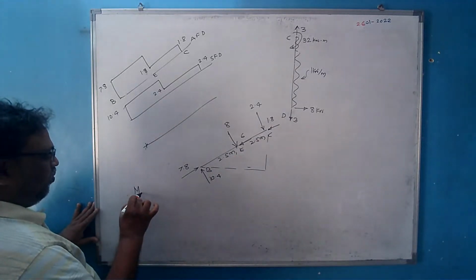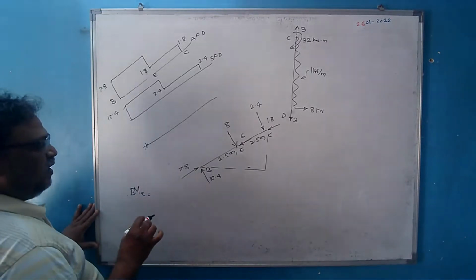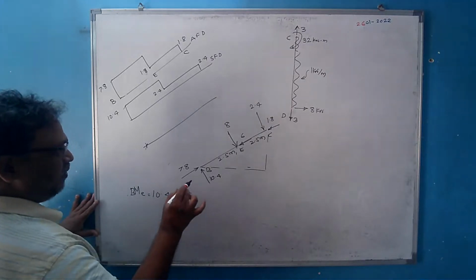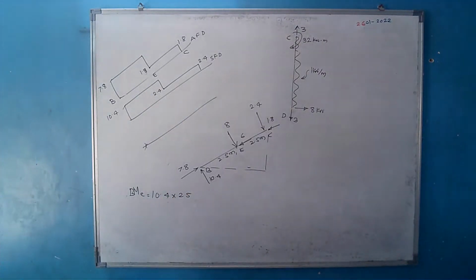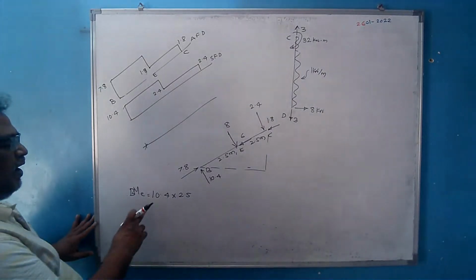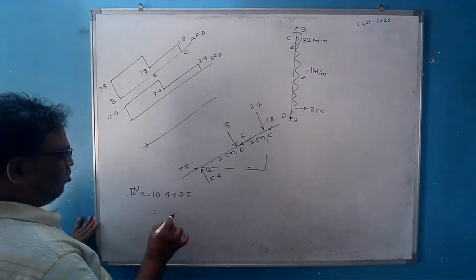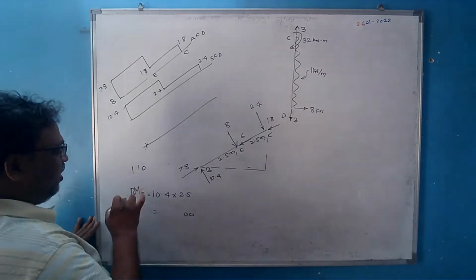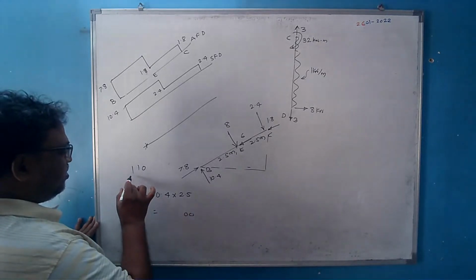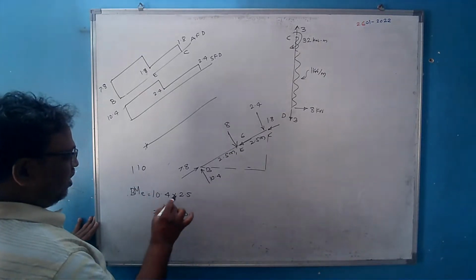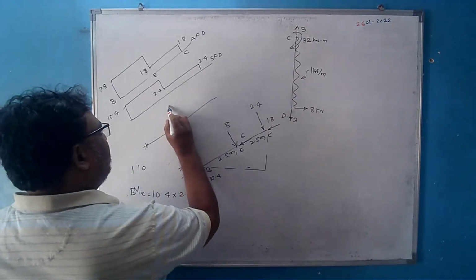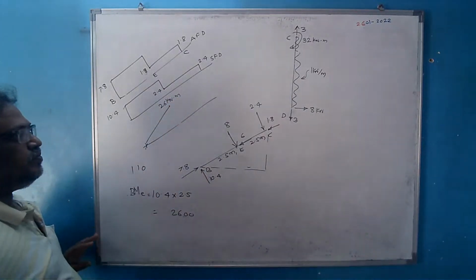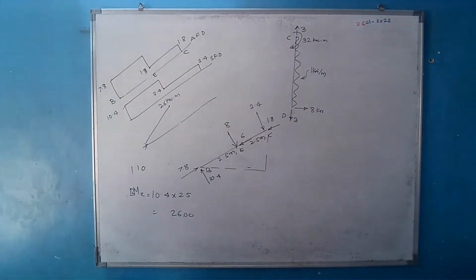So the bending moment at E will be equal to 10.4 multiplied by 2.5. How much will 10.4 multiplied by 2.5 be? It comes to 26, with the decimal after two places, and the variation must be linear. This is 26 kilonewton meter. Is it right?